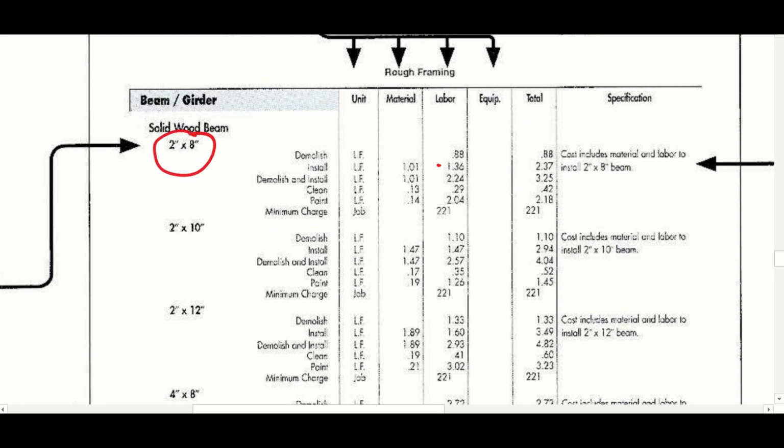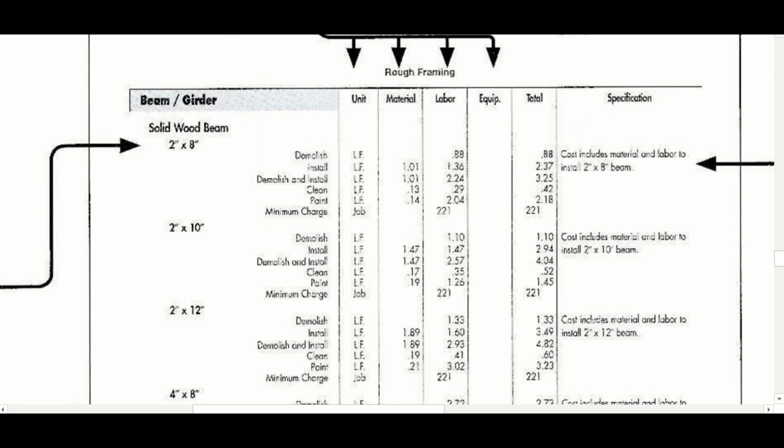Another thing to think about with a job is you're not going to show up and install just a single 2x8 and charge them $2.37. That doesn't even pay for my gas to get out there. So when you figure out how much your total is, you're also going to look at the minimum charge for the job right there. If the total you get is less than the minimum, then you're going to charge the minimum charge for that job. So when you're doing these bids and estimates, be sure that you're not shortchanging yourself. Look at those on each one.